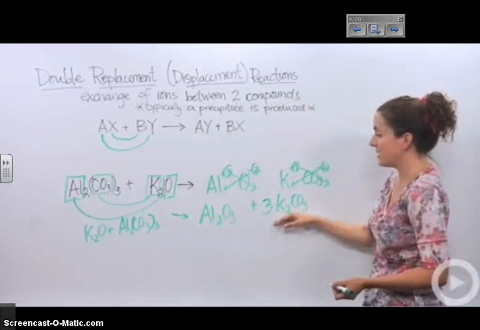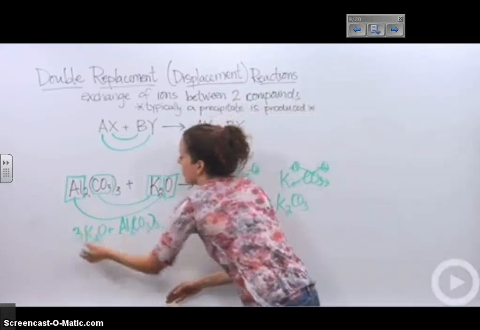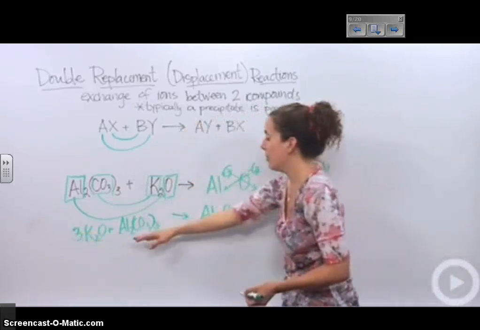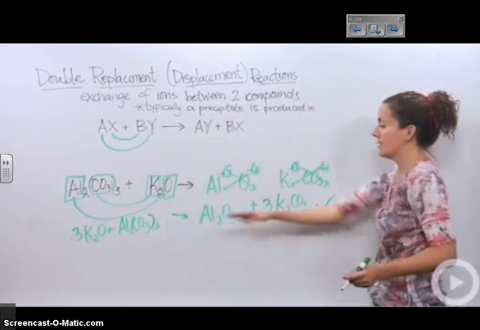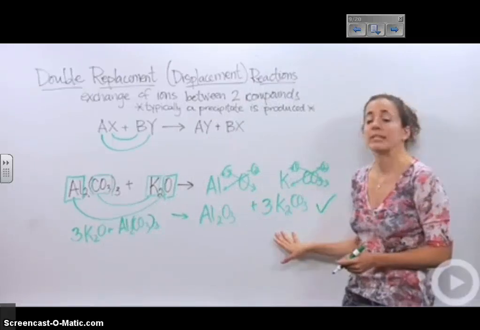That means we have 6 potassiums. We're going to make 6 potassiums, so we're going to put 3 here. And that means we have 3 oxygens. We have 3 oxygens. This is completely balanced. This is an overall double replacement reaction.